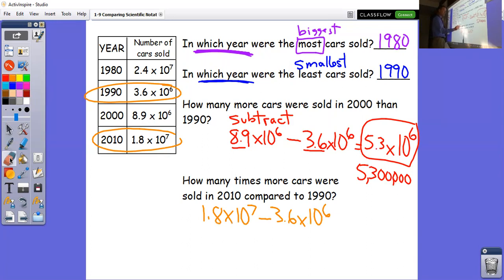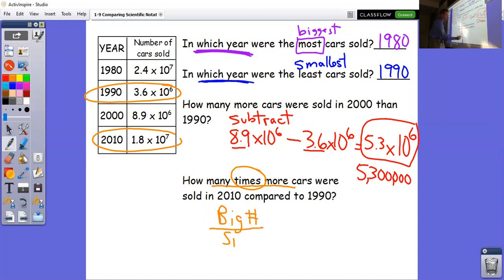It says how many times more, not how many more. Be careful. That's a very common mistake. Don't make that same mistake that I just made. It says how many times more. How many times more, you have to do the big number divided by the smaller number. Be very careful in how the questions are worded. I did that on purpose. How many times more compared to how many more, all right? This one doesn't say times, it just says how many. This one says how many times more.